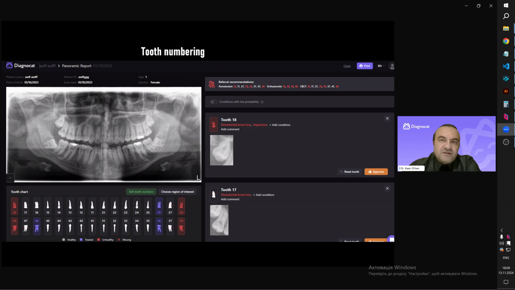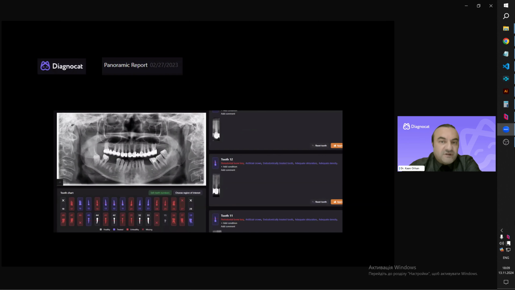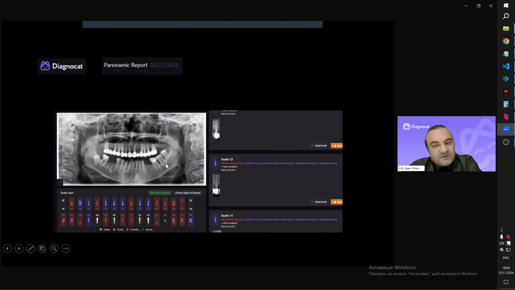But most of the patients don't understand what we are talking about. But when you show it as a dentist, especially using AI modalities, then they will start to recognize what the problem indeed is.